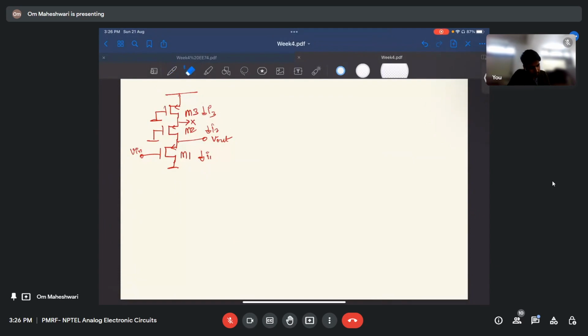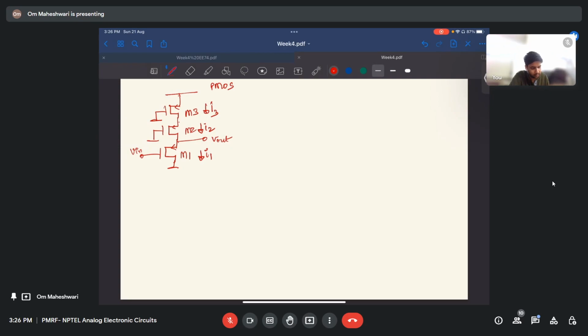So this is the circuit that we have been given. All three are PMOS, right? So let us take this current as I1, this as I2, this as I3. So we know I1 will be equal to I2 equal to I3, but for writing the small signal equations, let us consider them separately.